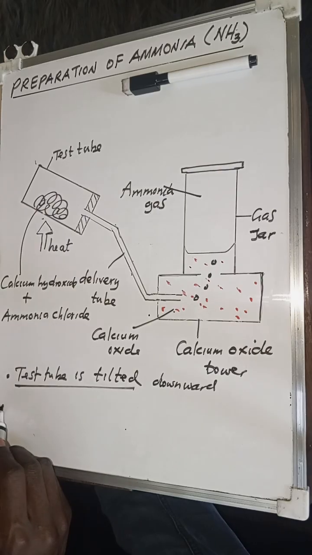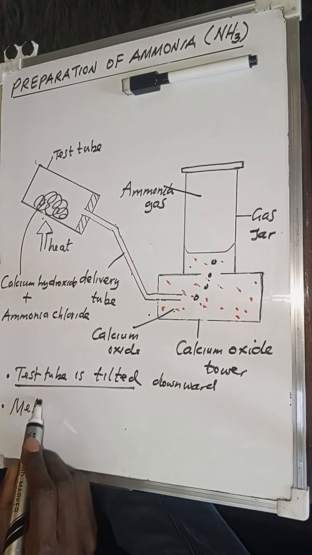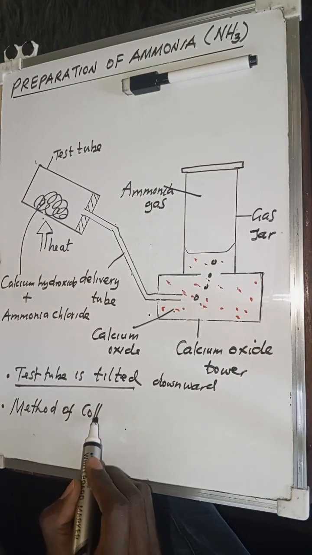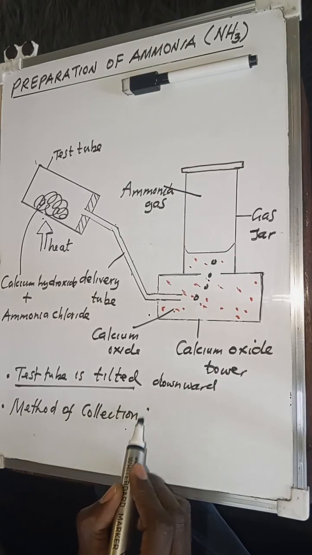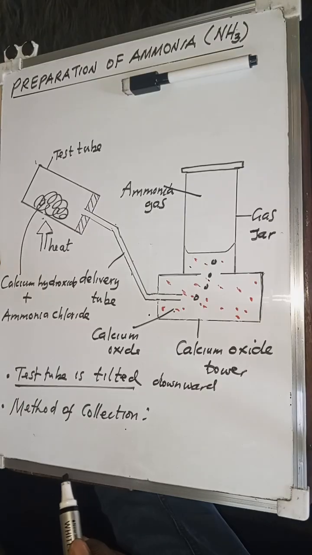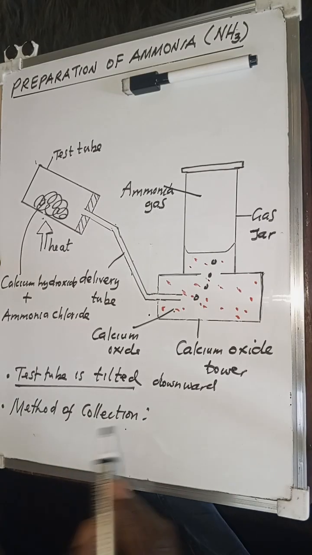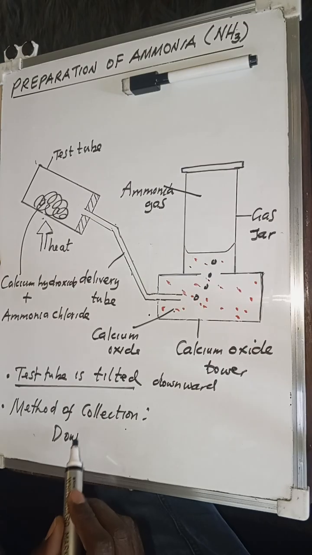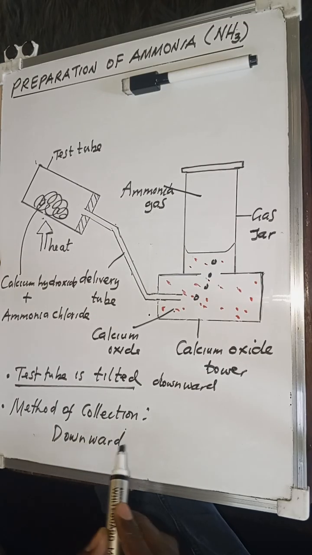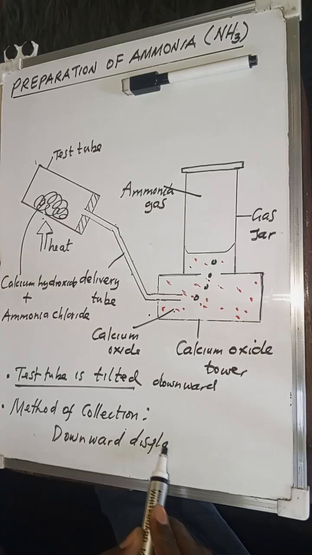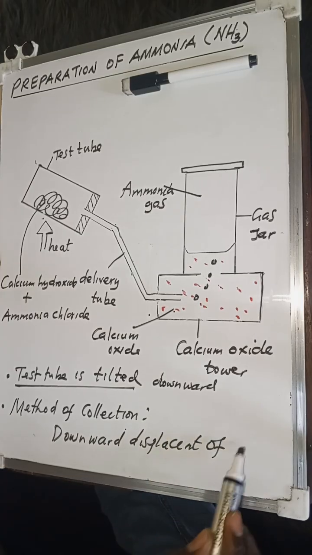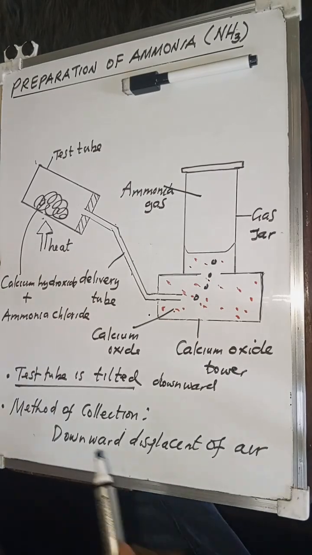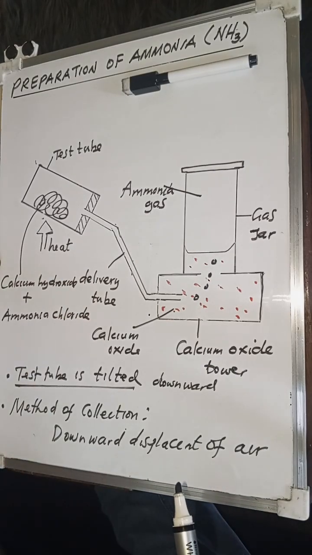So another thing that you need to know: what is the method of collecting this gas? What do we call that method? Of course, that method is what we can simply call the downward displacement of air. So remember, the gas will settle there, the air will be pushed out. So we are calling it downward displacement of air.